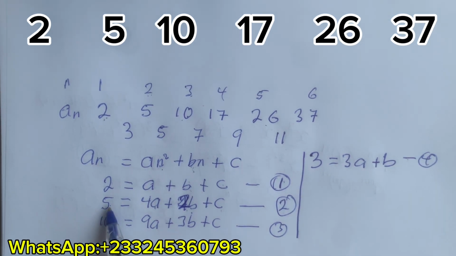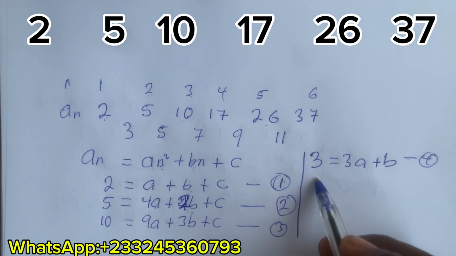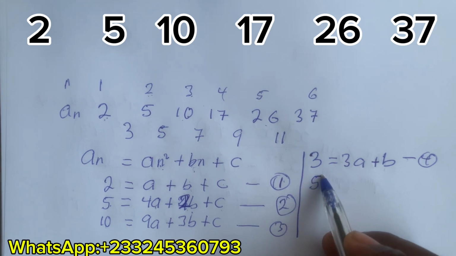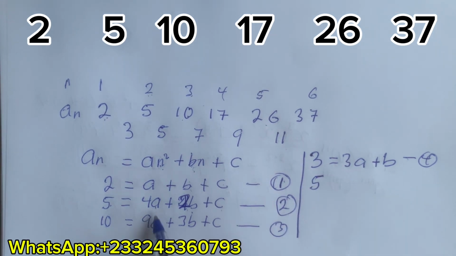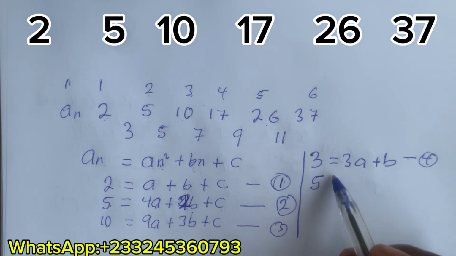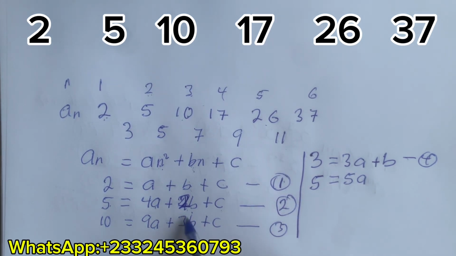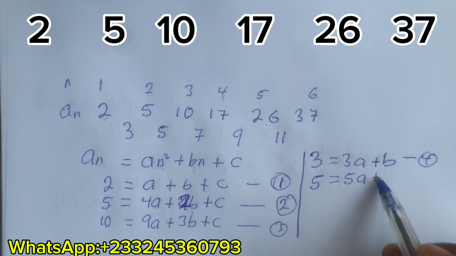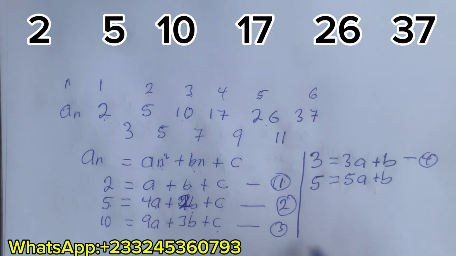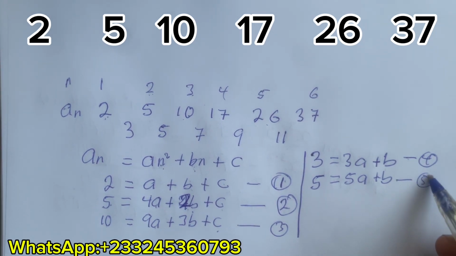Then here, if I take 5 from 10, I'll get 5. If I take 4a from 9a, I'll get 5a. If I take 2b from 3b, I'll get b. And if I take c from c, I'll get 0. So this is equation 5.